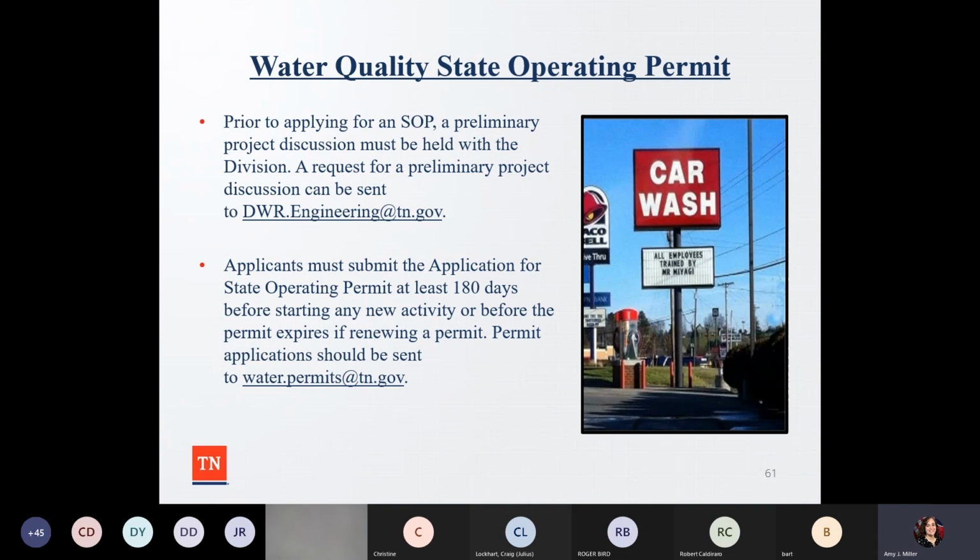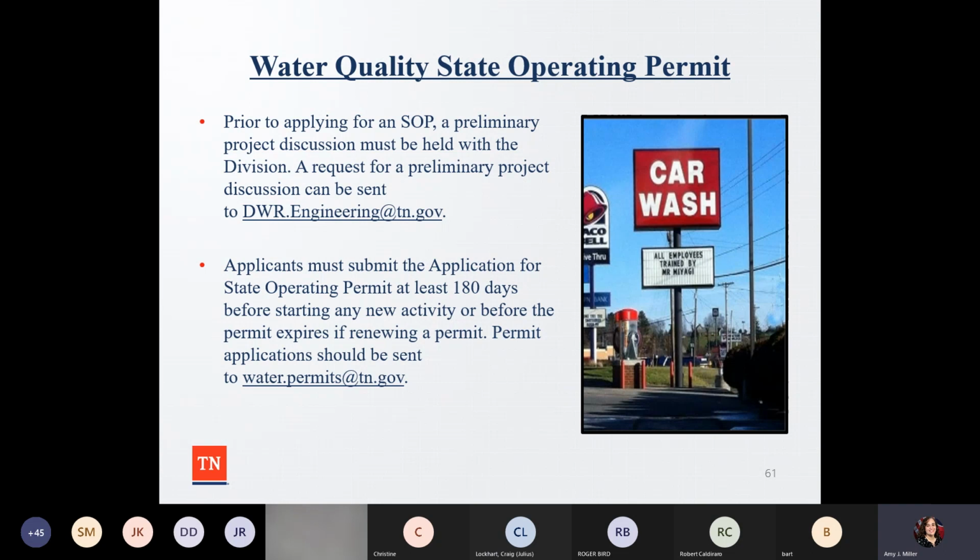resources.engineering@tn.gov. So I like this little, I don't know, Julius, if you saw this, but you'll get the joke. So it says all employees trained by Mr. Miyagi. Wax on, wax off, right. So we were having a discussion. We were talking about Mr. Miyagi at dinner the other night.